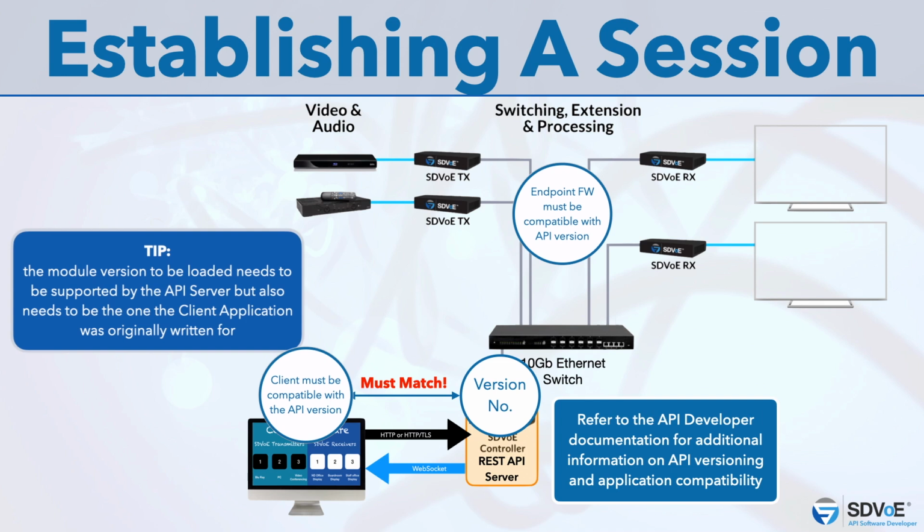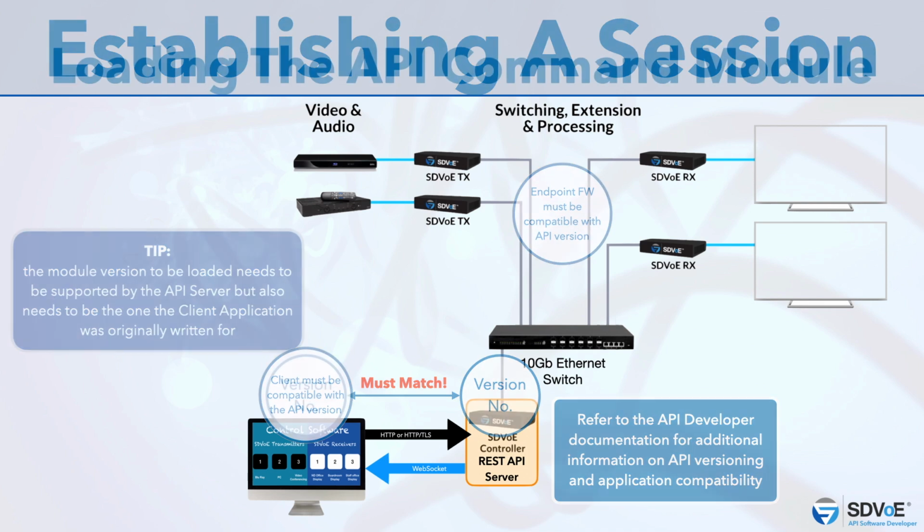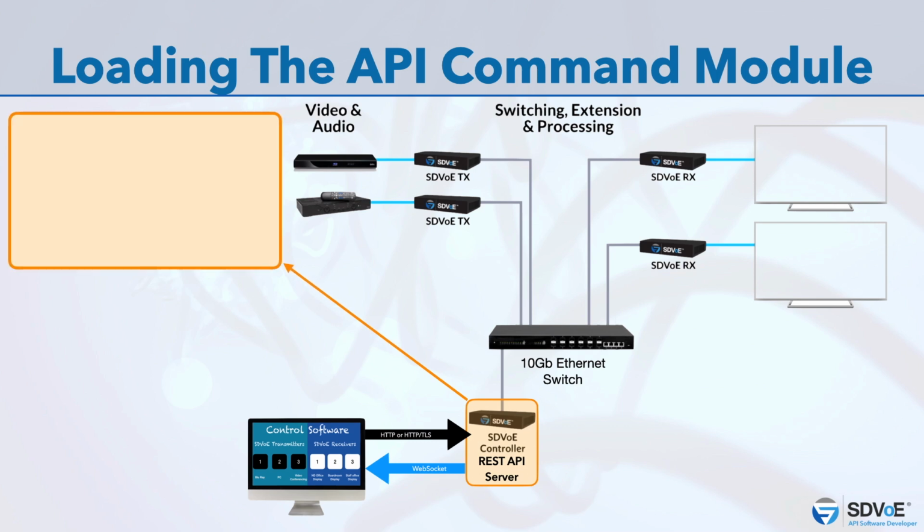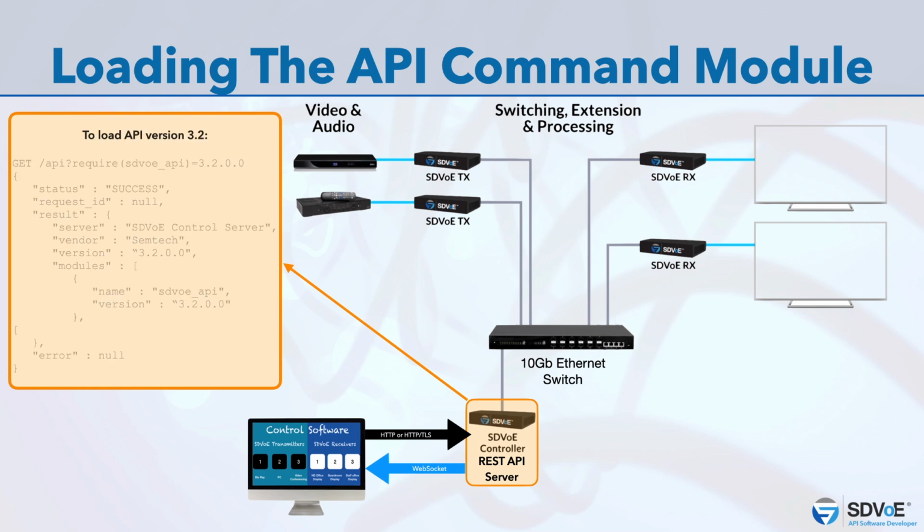Let's go ahead and load the API command module. Here's our command syntax. So, for example, to load API version 3.2, the following request would be issued.